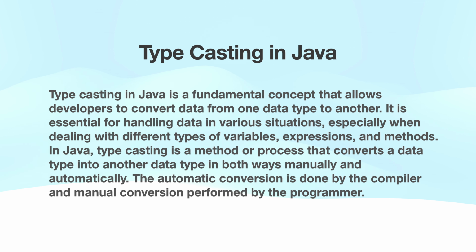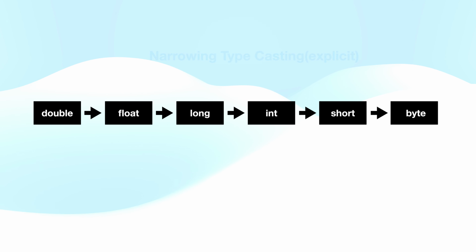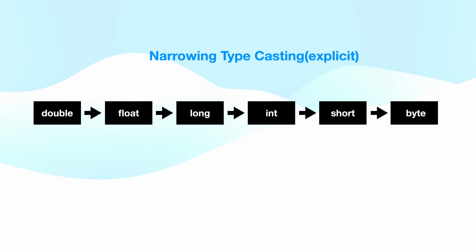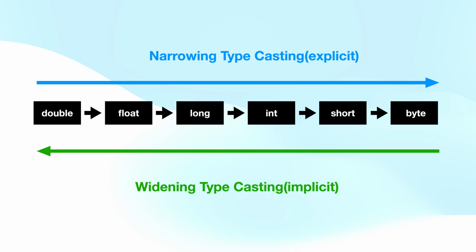Let's see the hierarchy of this typecasting. At first, double is changed into float, float is changed into long, long is changed into int, int is changed into short, and short is changed into byte. That is called narrowing typecasting. So it goes from double, float, long, int, short to byte. And if that goes opposite, for example, byte to short, short to int, int to long, long to float, float to double, that's called widening typecasting, which is implicit typecasting as well.